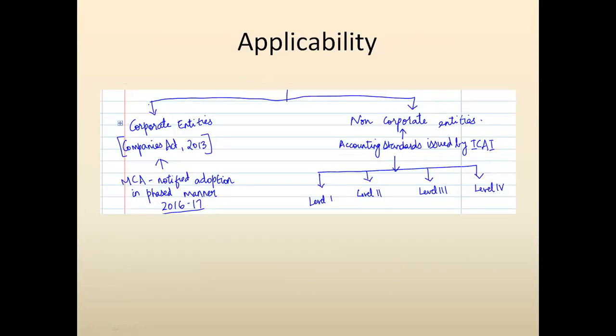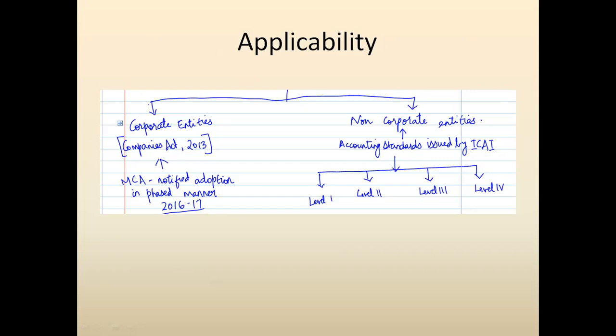Next, let's move on to the applicability of the standards in India. Let's bifurcate into two: corporate entities and non-corporate entities. For corporate entities, the MCA has mandated the adoption of Ind AS in a phased manner from the accounting period 2016-17. For non-corporate entities, the accounting standards issued by ICAI are to be followed. For this purpose, the entities are bifurcated into four groups as levels 1, 2, 3 and 4.